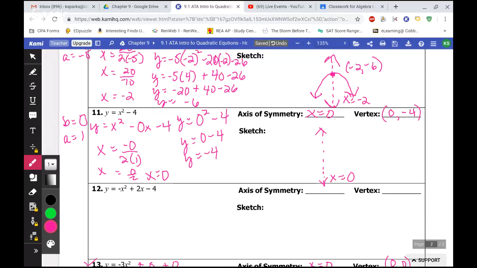And our parabola, is it going to be a smiley face parabola or a frowny face parabola? What is the A value? Is it positive or negative? It's going to be a smiley face. Yes, it's a smiley face parabola. Good job, because the A value is positive. So we have a smiley face parabola with a vertex at 0, -4.